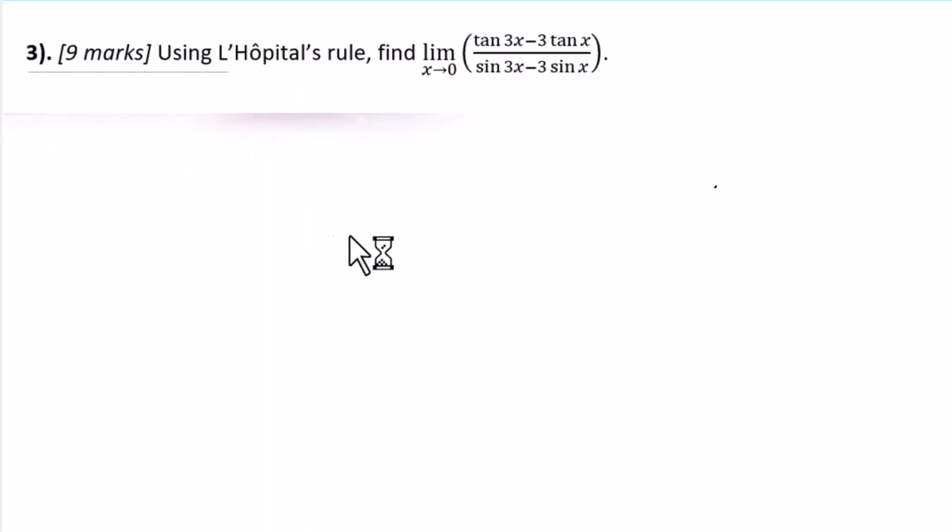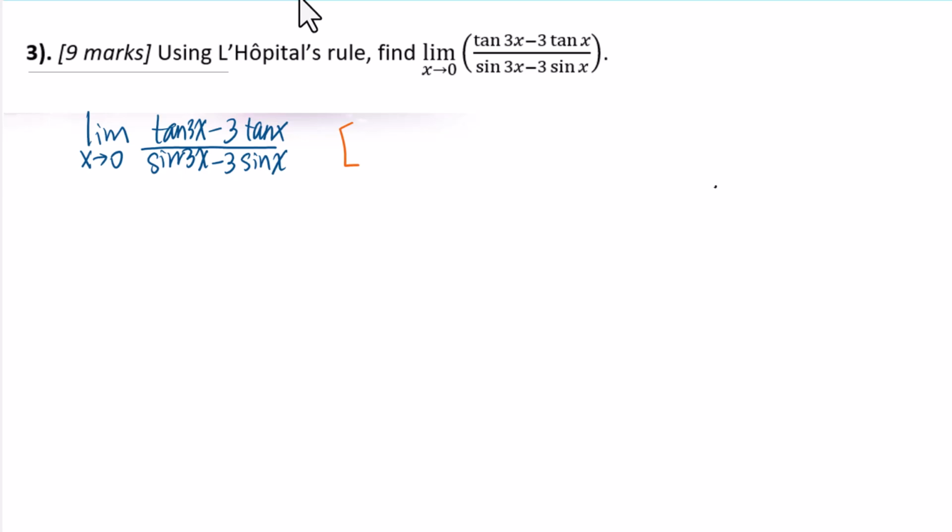This video is about L'Hopital's rule. Using L'Hopital's rule to find the limit. After we plug 0 into these expressions, we got 0 over 0. So we can use L'Hopital's rule.